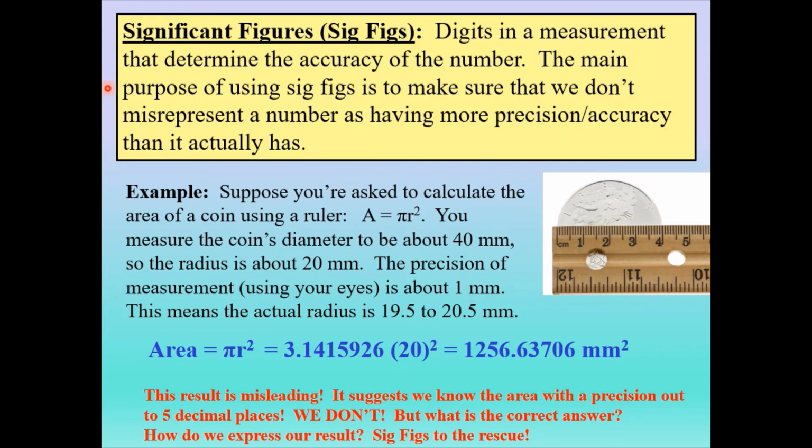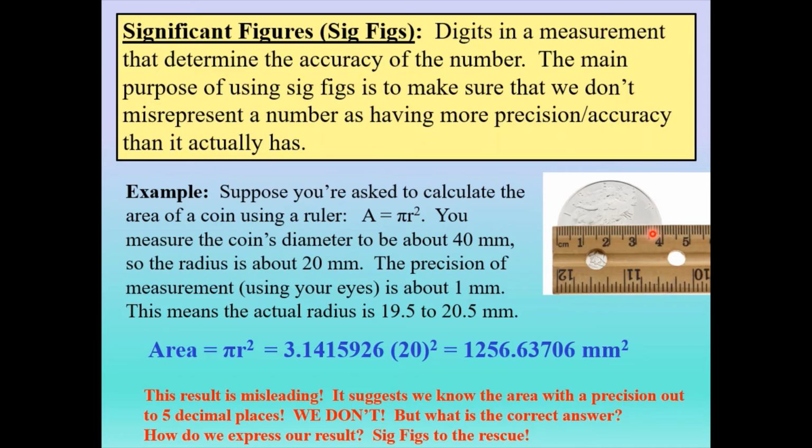So to see why sig figs are necessary, let's go through a little example here. Suppose that you have a coin here. It's maybe some old antique coin, and for whatever reason you're asked to calculate the area, the surface area of the face of this coin using a ruler that you have, a millimeter ruler. So you know from geometry class that the area of a circle, which is our coin here, is equal to pi r squared. So we need to figure out what is the radius of this coin.